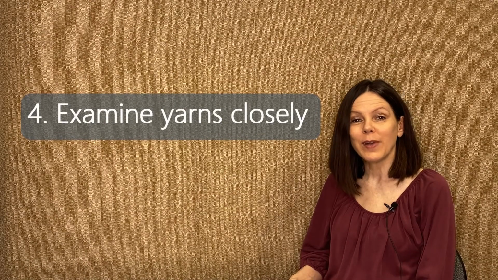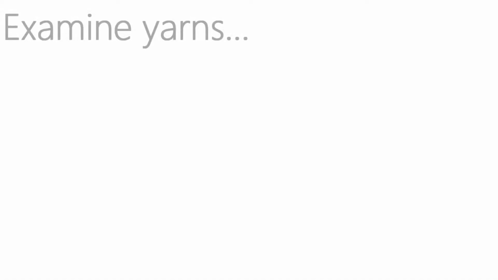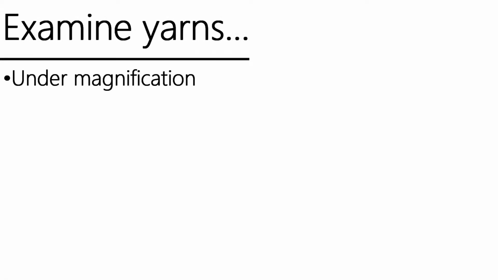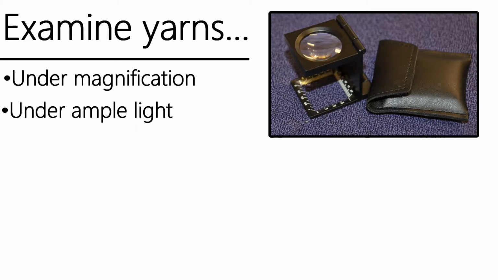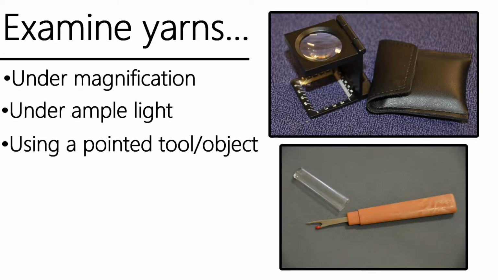Now you're finally ready for step 4, examining your yarns closely. This is best done under magnification or at least in ample light, using a tool such as a stitch counter included in the basic textile swatch kit. You will also want a pointed object to prod the yarn such as a yarn pick, needle, safety pin, mechanical pencil, etc. to separate individual fibers for examination.